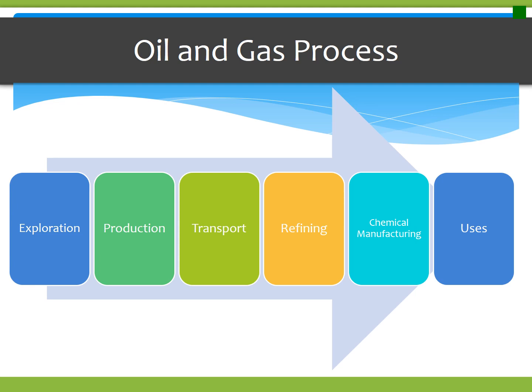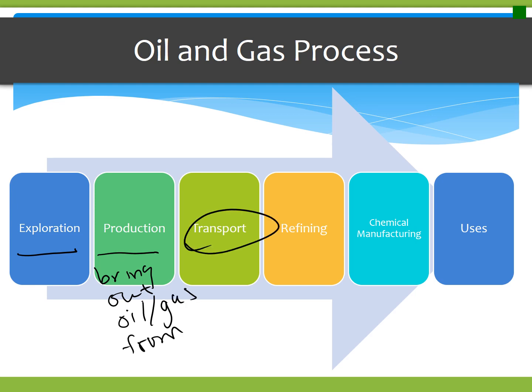The first one is the exploration. So what is exploration? Exploration is where you're exploring to figure out where the oil is. Production is when you're trying to bring out oil or gas from the ground. Transportation is going from the dig site to the refinery. So how do we get it from where we dug to refining it into something that we could actually use? To the refinery.